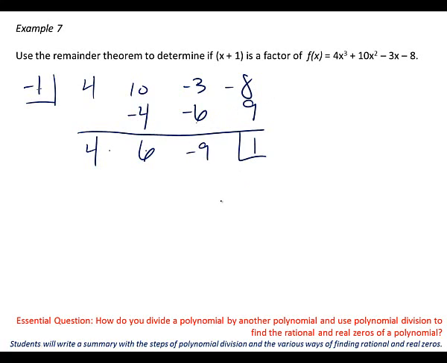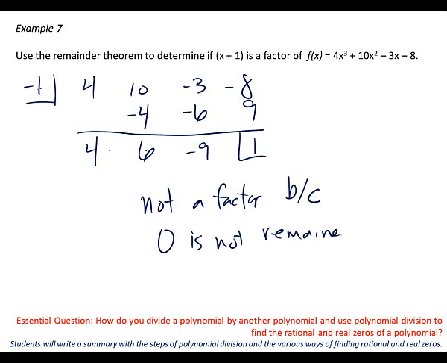Did I get 0? No. So is it a factor? No. So I would write not a factor. That's sufficient for homework. For your notes, I would write why. Because 0 is not the remainder. So I would write that into my notes, because that way when I'm looking back on this and trying to do my homework, you should be flipping back to your notes when you get lost. Then you know what we did there, why it didn't work. Okay? All right.